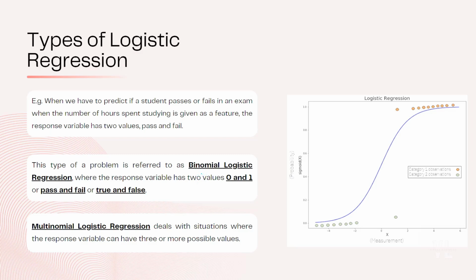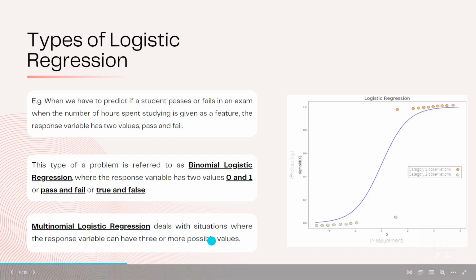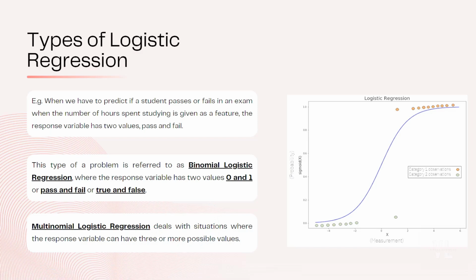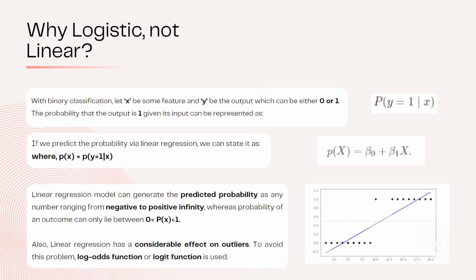There is also another type of logistic regression known as multinomial, which deals with situations where the response variable can have 3 or more possible values. So when you have a multi-class classification problem, you have to use multinomial logistic regression, which is kind of the same thing as the multinomial case that we have covered in linear regression.